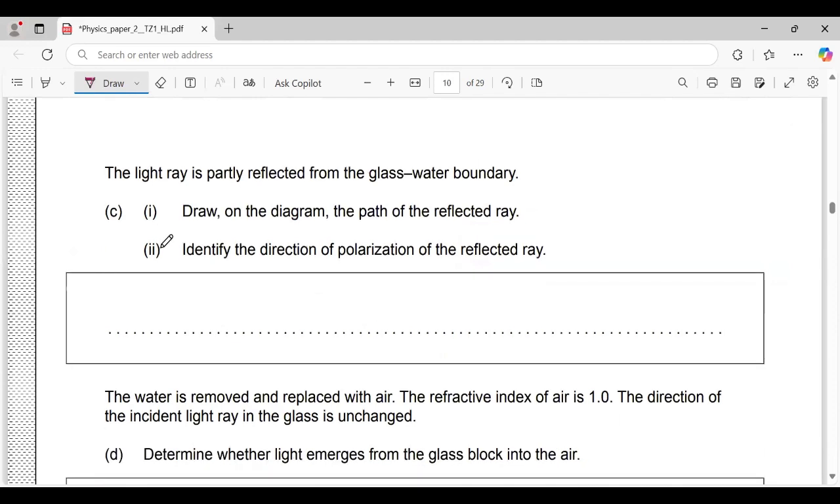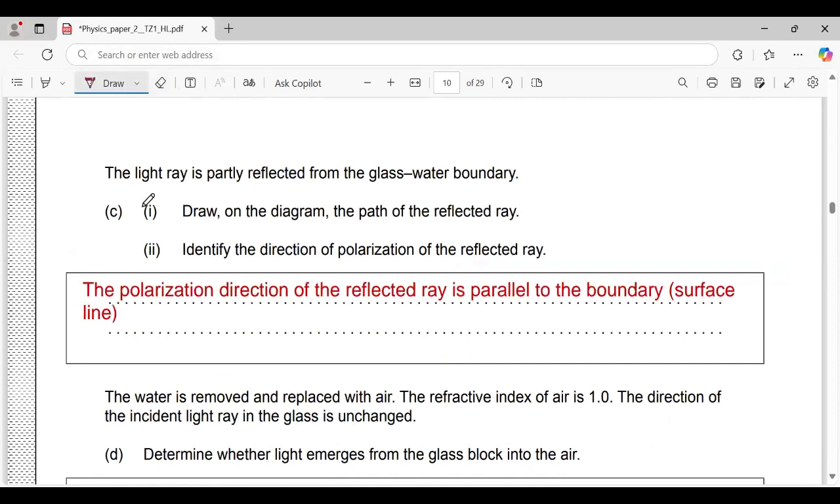Identify the directions of polarization of the reflected ray. I have provided my explanation about this. The polarization direction of the reflected ray is parallel to the boundary, parallel to the surface line, the horizontal line.